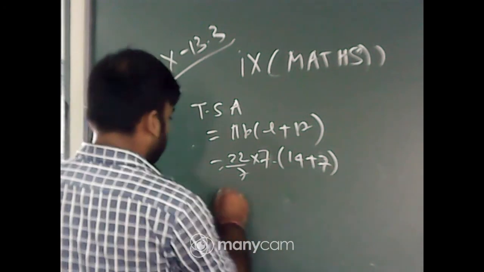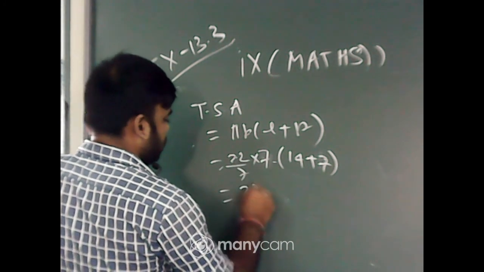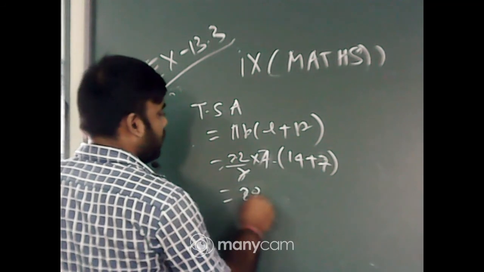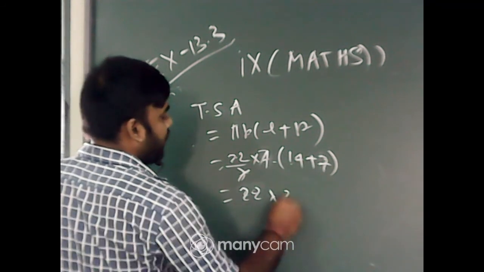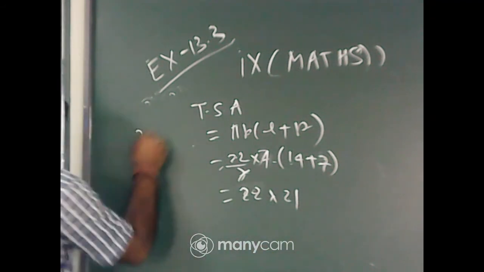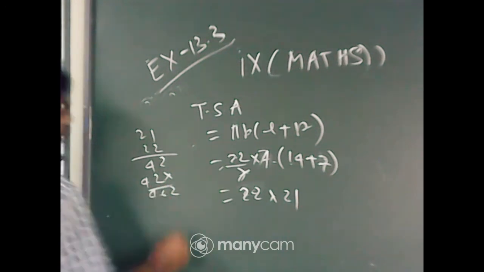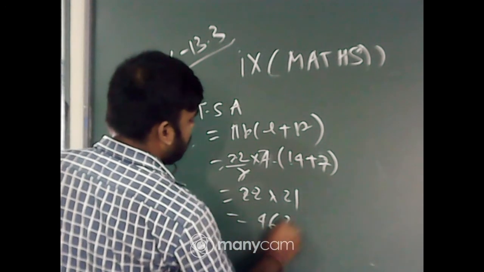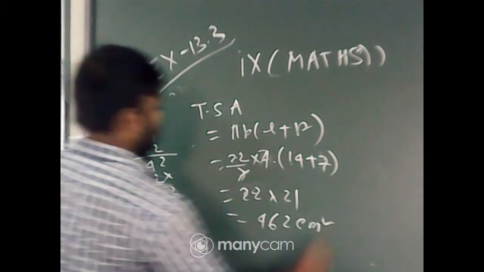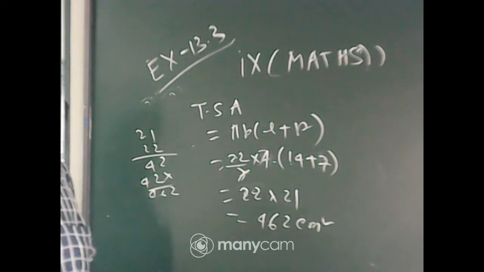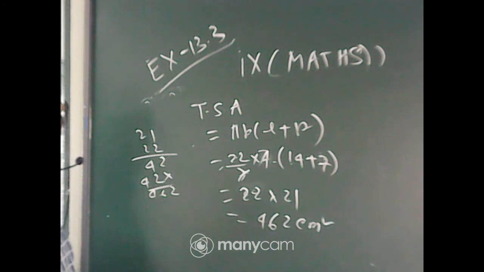So 22 into 7, cut it 7 by 7. So 22 into 14 plus 7, 21. 21 into 22, that is 462 centimeter square. Okay. So that is the total surface area of the cone in question number 3.